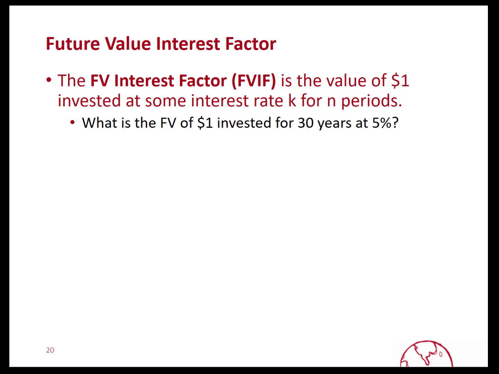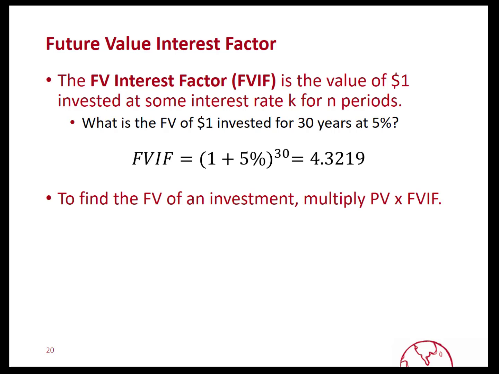Okay, so let's look at the future value factor for $1 invested for 30 years at 5%. What will $1 be worth at the end of 30 years? Plugging it in, we see that it's 1 plus the interest rate raised to the power of 30 periods, and it's going to be worth 4.3219. In other words, $1 will grow to be $4.32.